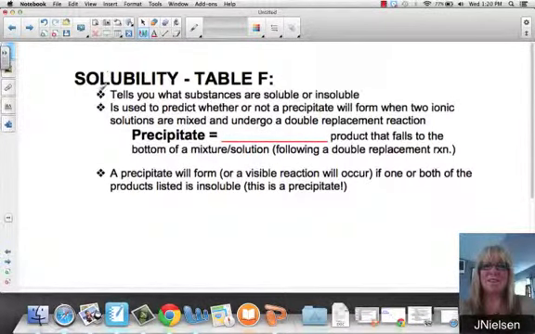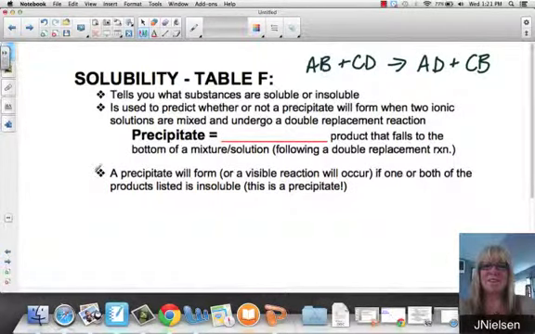Alright, lastly we're going to talk about Table F. It tells you what substances are soluble or insoluble. It is used to predict whether or not a precipitate will form when two ionic solutions are mixed and undergo a double replacement reaction. Remember, double replacement is AB plus CD yields AD plus CB. A precipitate equals insoluble.